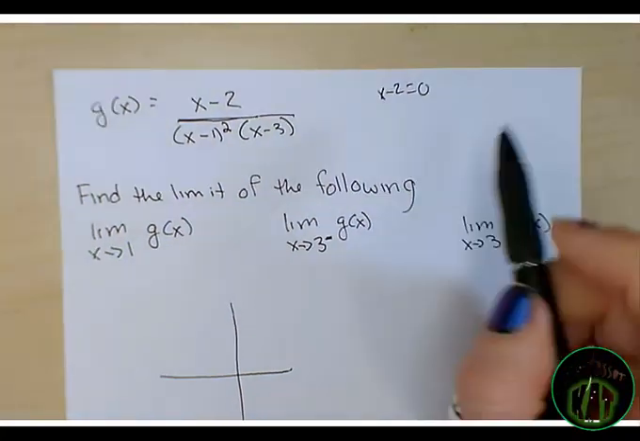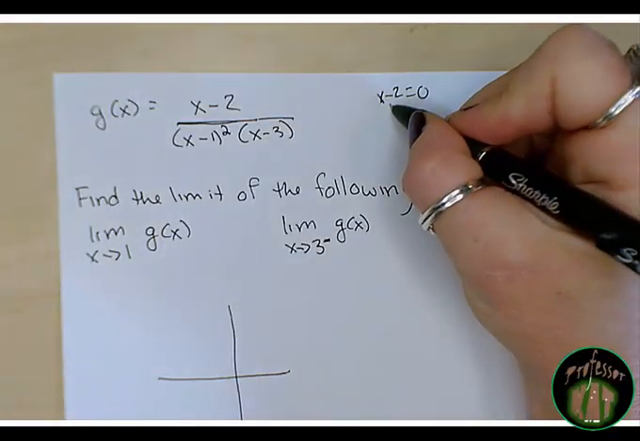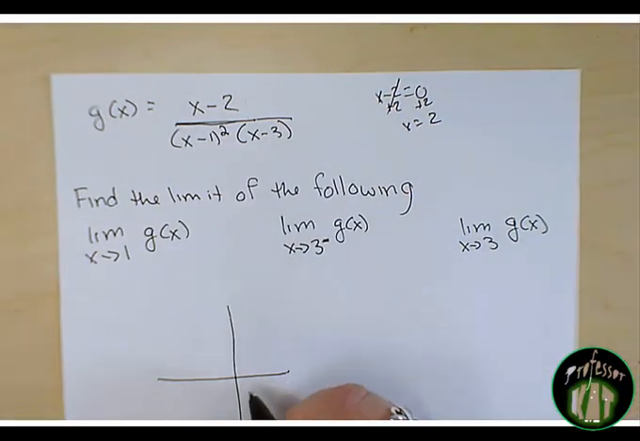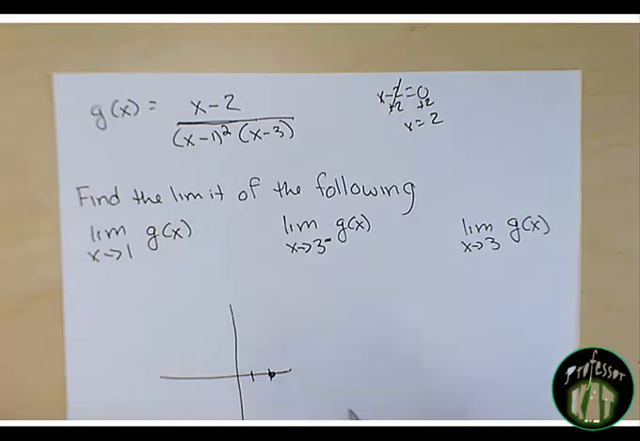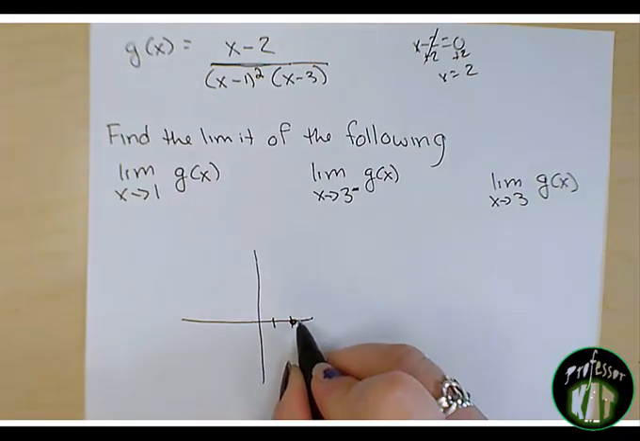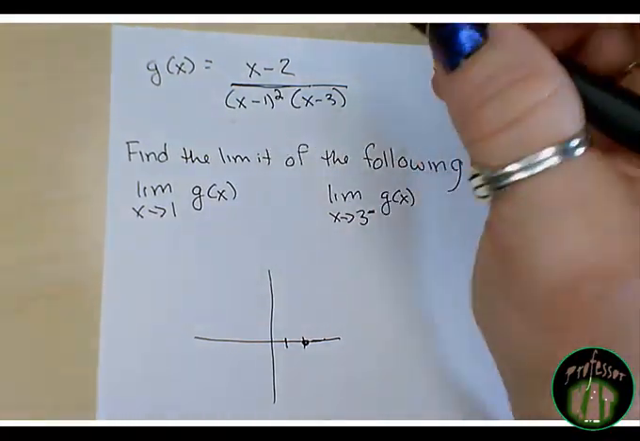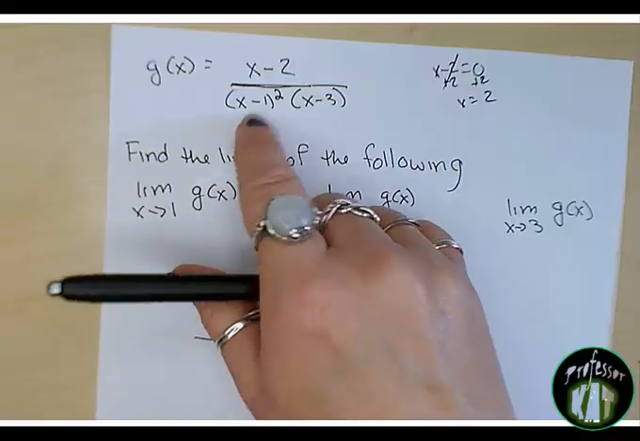So if I do that, that gives us x minus 2 is equal to 0. Add 2 on each side, and we do have an x-intercept here at 2. In order to find your y-intercepts, you plug in 0 into the function. So plug in 0 for x.